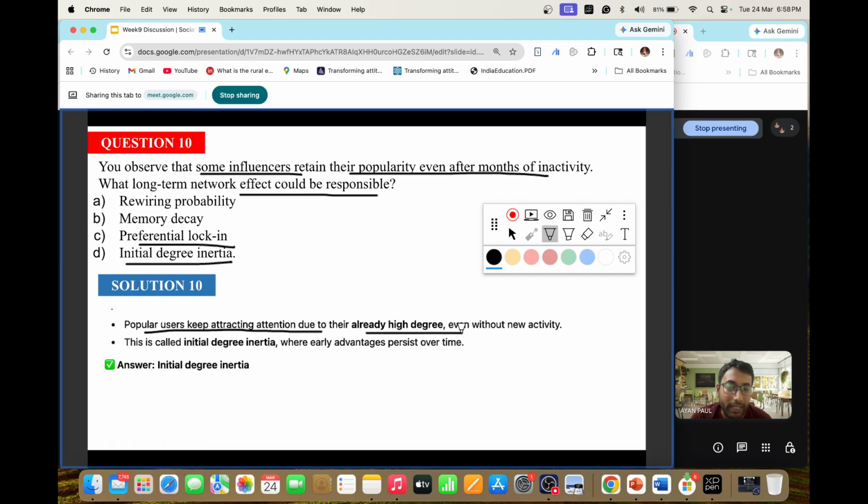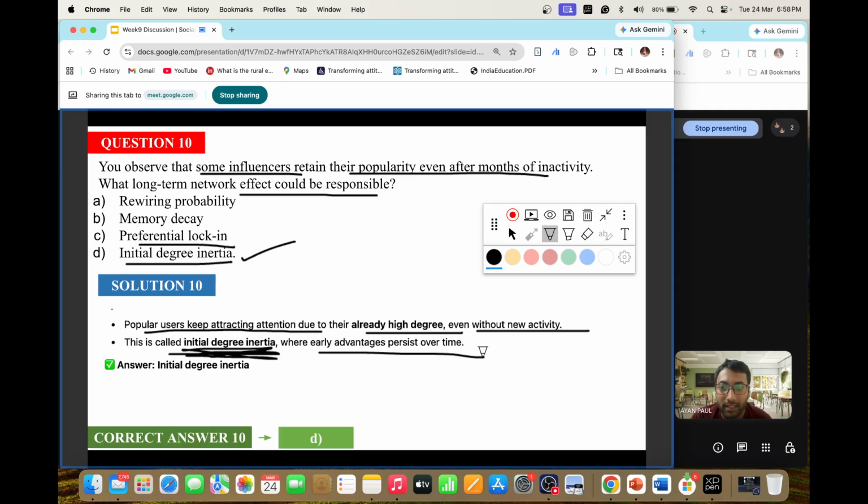attention due to their already high degree, even without new activity. This is called initial degree inertia. Initially they have a high degree, so that is why they are attracting attention. So option D is the correct answer, where early advantage persists over time.